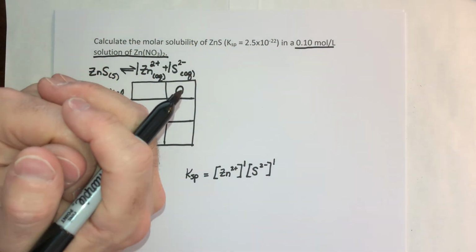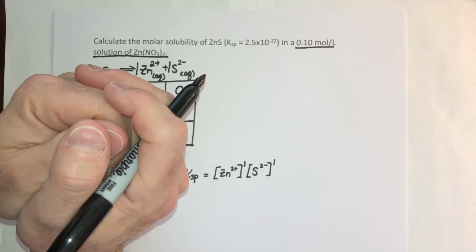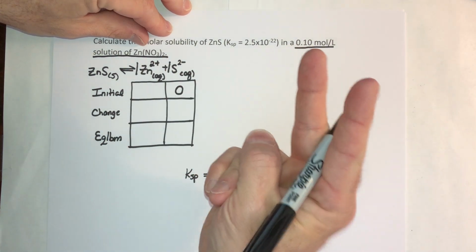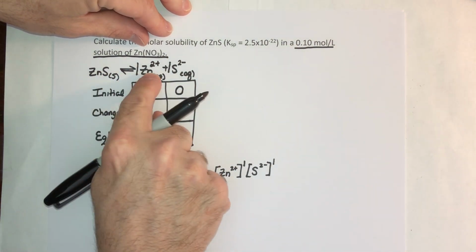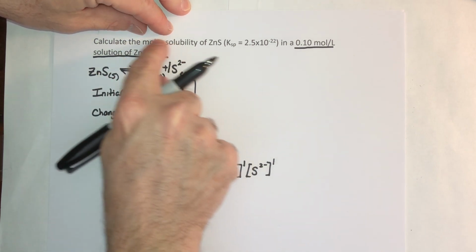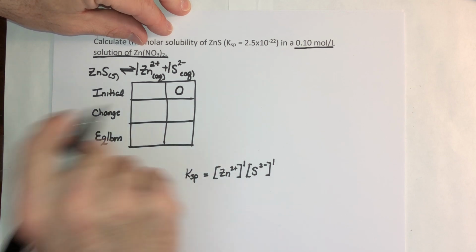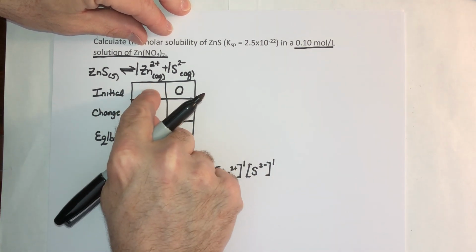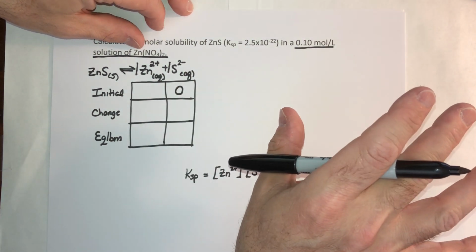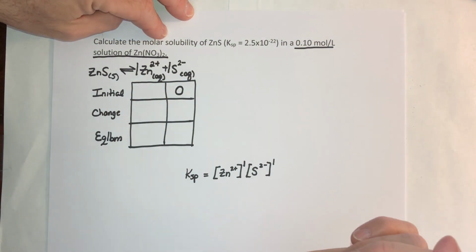And if you've given it absolutely no time to dissociate, then none of it has dissociated, and so you have 0. But the zinc is coming from 2 different places. Some of it is coming from this equation, but some of it is also coming from the original zinc nitrate. And I need to take that into account. So my initial here is not going to be 0. That is very different from the 3-part series that I've mentioned about KSPs. This here is the big difference.